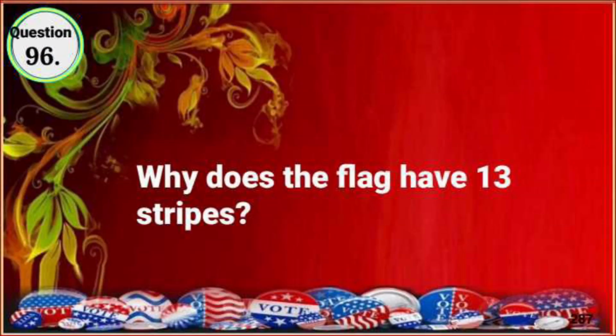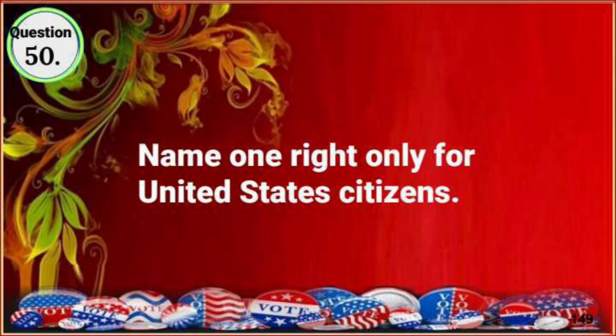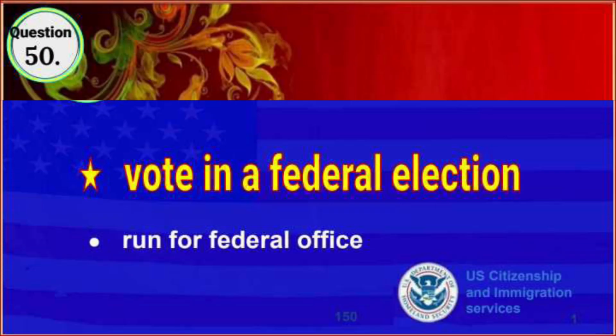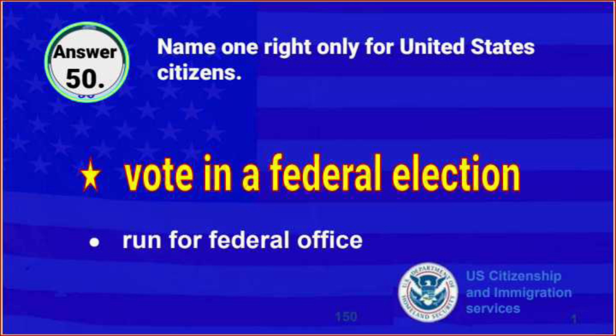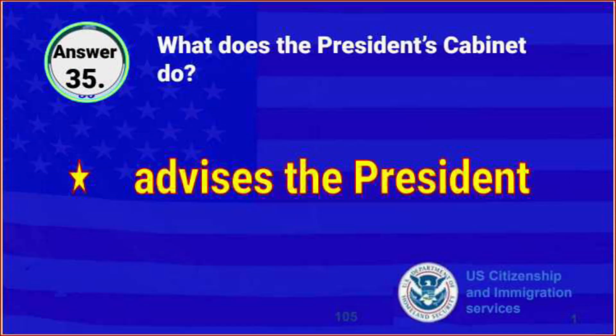Why does the flag have 13 stripes? Because there were 13 original colonies. Name one right only for United States citizens. Vote in a federal election. What does the President's Cabinet do? Advises the President.